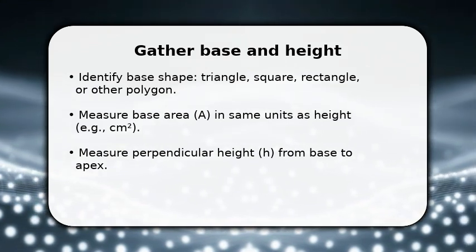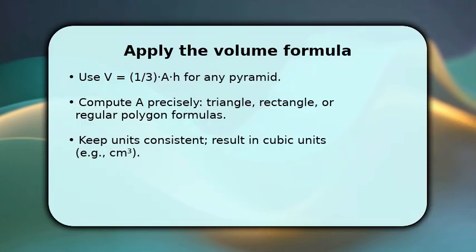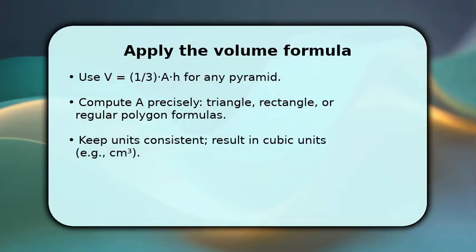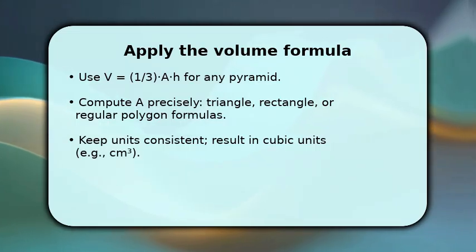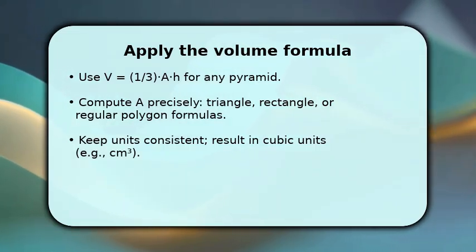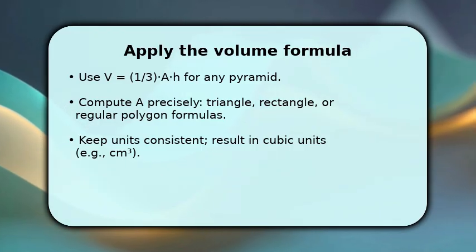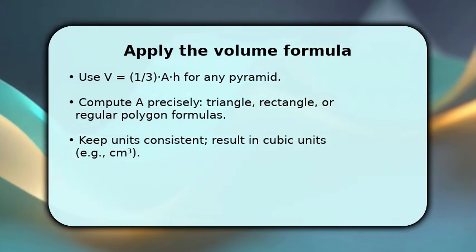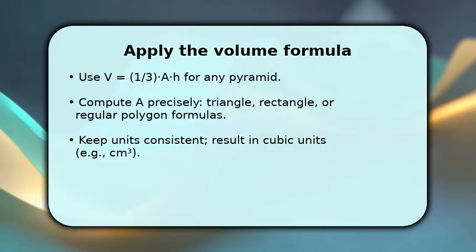You now calculate volume using V equals 1/3 times A times h. First, compute A precisely. For a triangular base, use 1/2 base times height. For rectangles, multiply length by width. For polygons, use apothem methods or triangulation. Then multiply by the perpendicular height h and divide by 3.